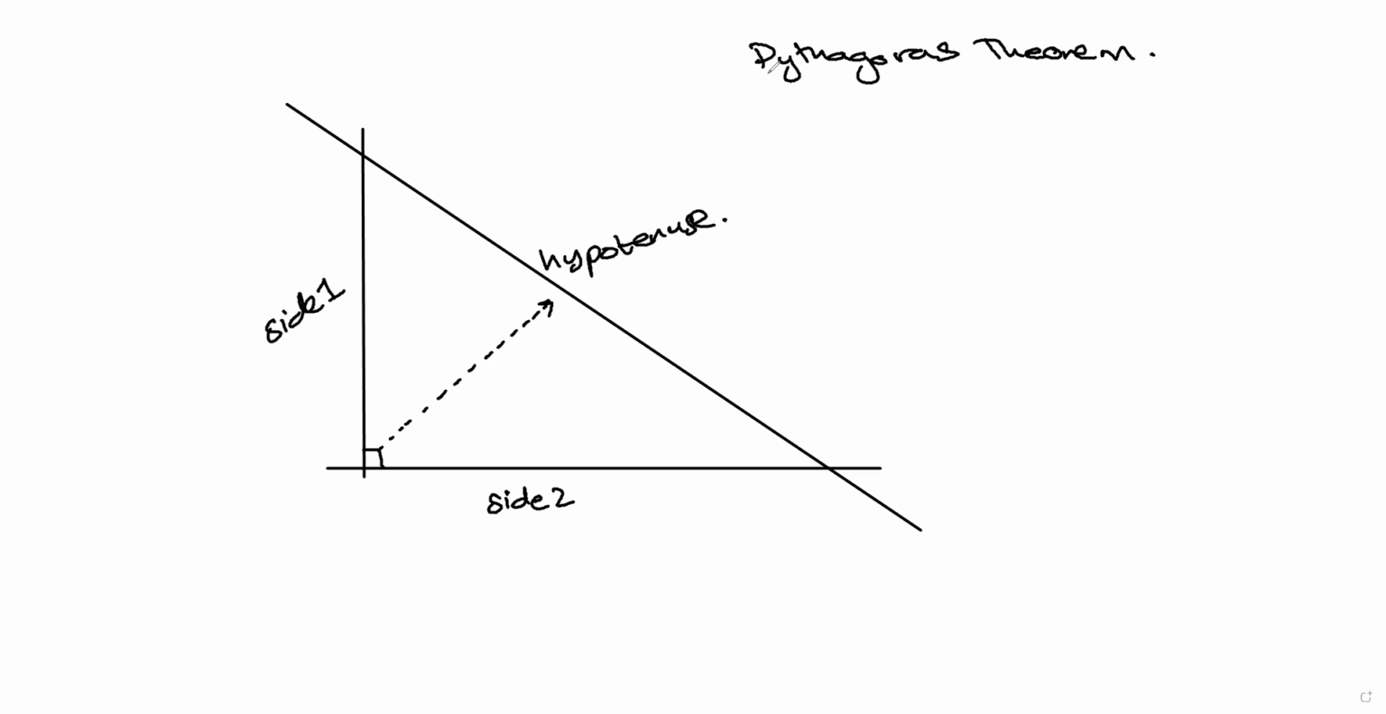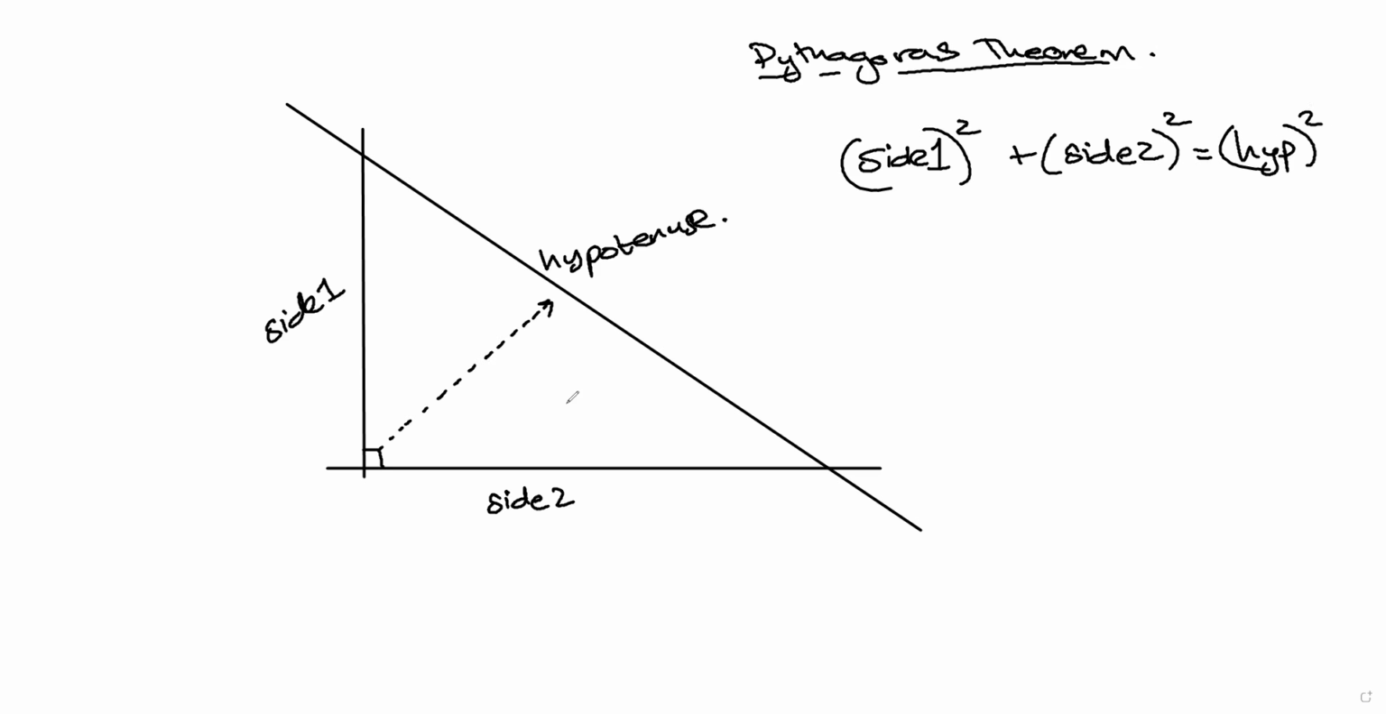Now, Pythagoras theorem is a formula that helps to calculate the lengths of the sides of a triangle that is right angled. It has to be a right-angle triangle, so the 90 degrees is needed, right? What I'm going to do here is write down the formula, and the formula says take side 1 and square it, plus side 2, the length of it, squared, and it will equal my hypotenuse all squared.